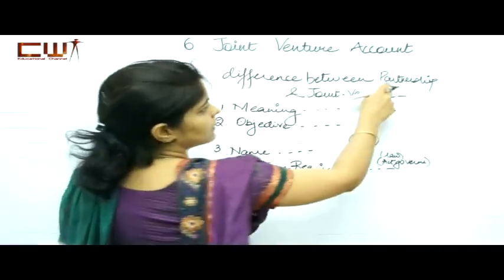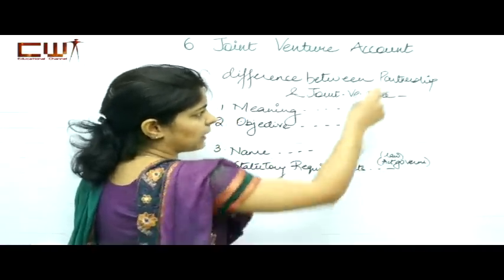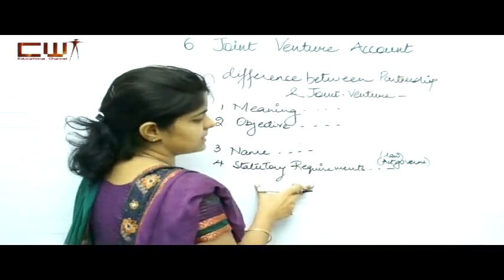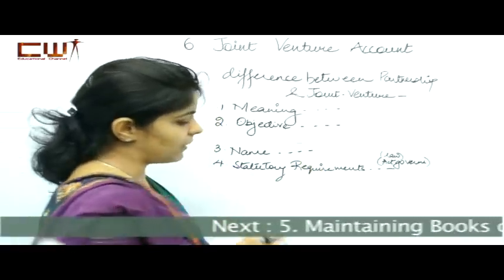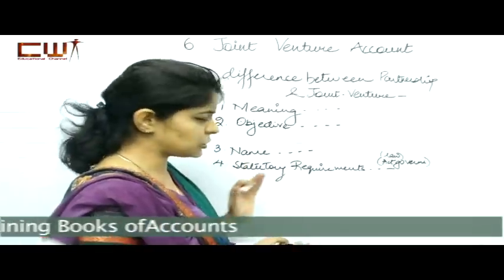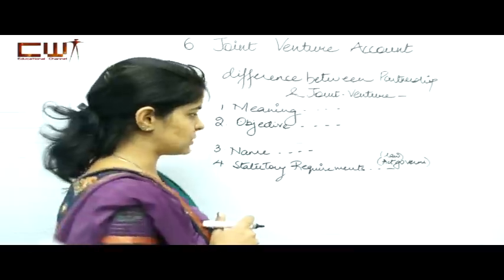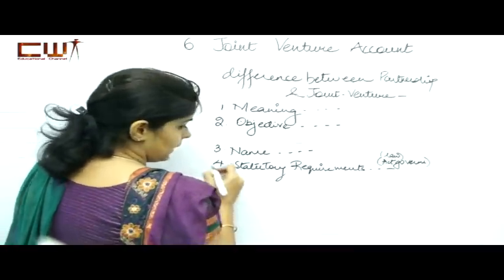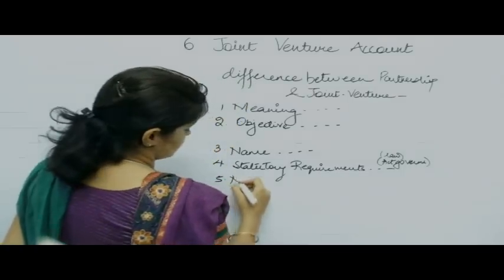So partnership is governed by certain statutory requirements, but a joint venture is not governed by any kind of law, or no special act or no law is applicable on joint ventures, right? Next point of difference is maintaining books of accounts.